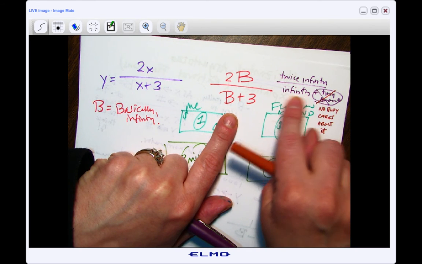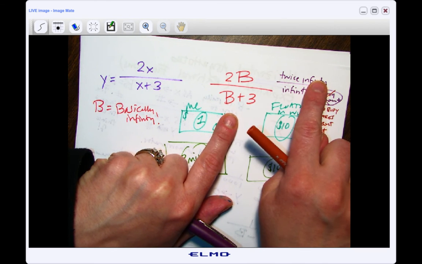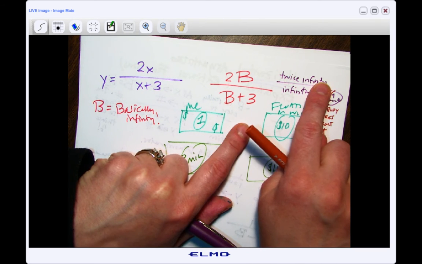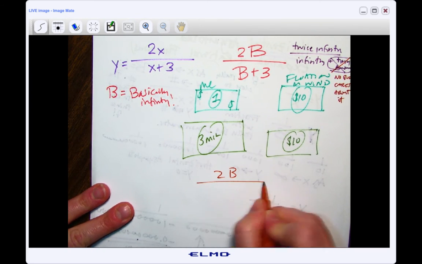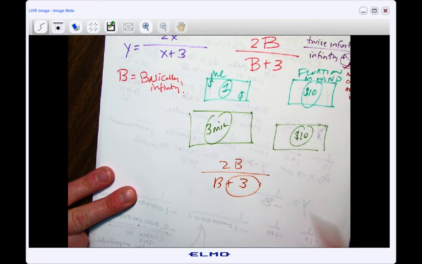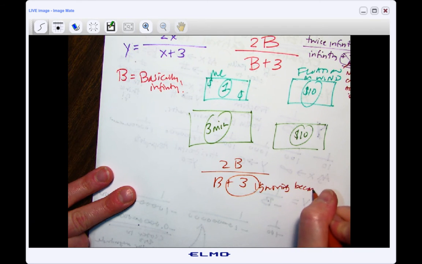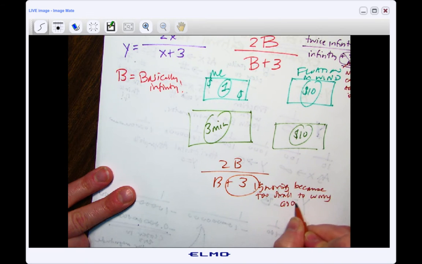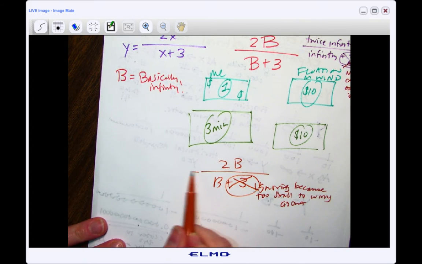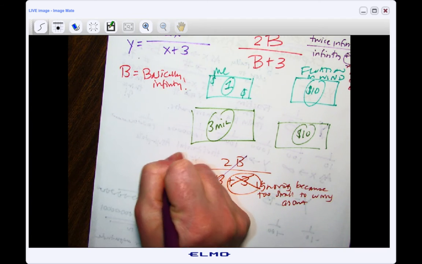So it's like I have infinity and someone else has twice infinity, twice a really huge number. Well, they're always going to be a lot bigger than me. How much bigger? Twice bigger, right? So the way I think about this is I have 2b over b plus 3, but this plus 3 we're saying we don't care about. We're ignoring it because it's too small to worry about. So what would this fraction reduce to? 2b over b. Well, these infinities would cancel out, basically. And this would be a 2.